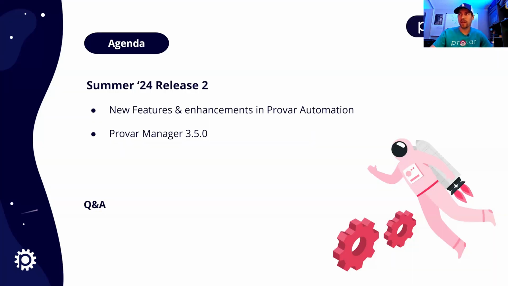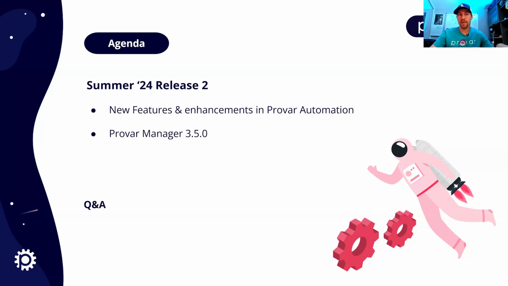For our agenda today, we'll talk through our new features and enhancements through Provar Automation, which will be 2.13.2. And then we'll be going through Provar Manager 3.5.0. And there will actually be a demo of some of the new latest releases and updates for Provar Manager as well by Samuel. And then, as always, we'll have our Q&A available at the end.